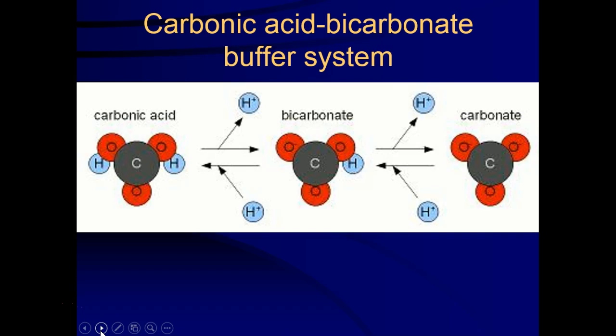We'll go ahead and stop here, and we'll be done with acids and bases and pH.